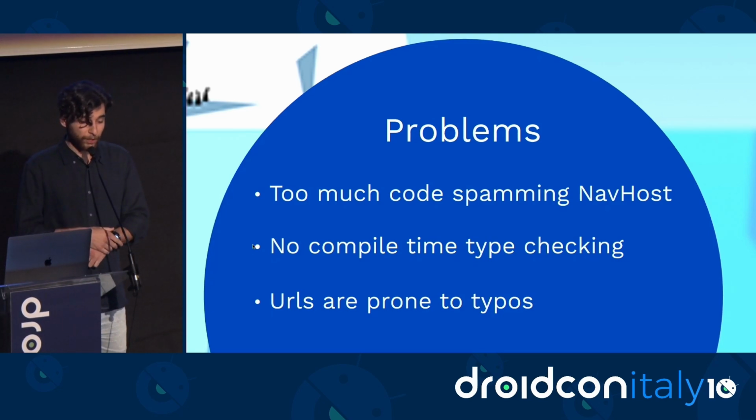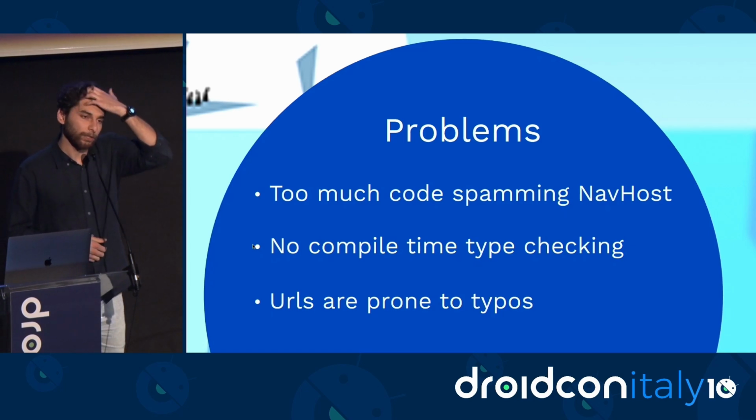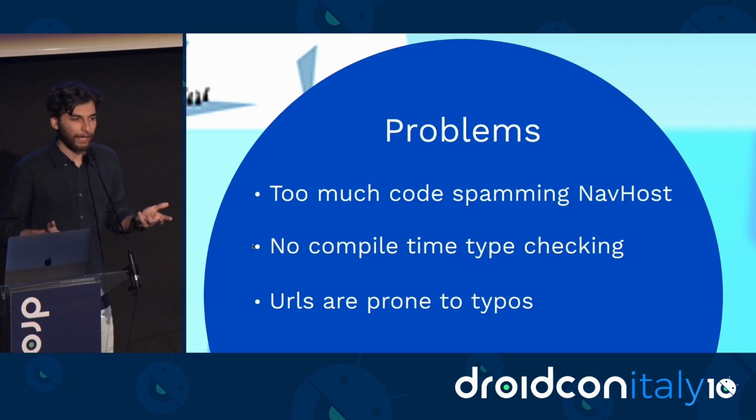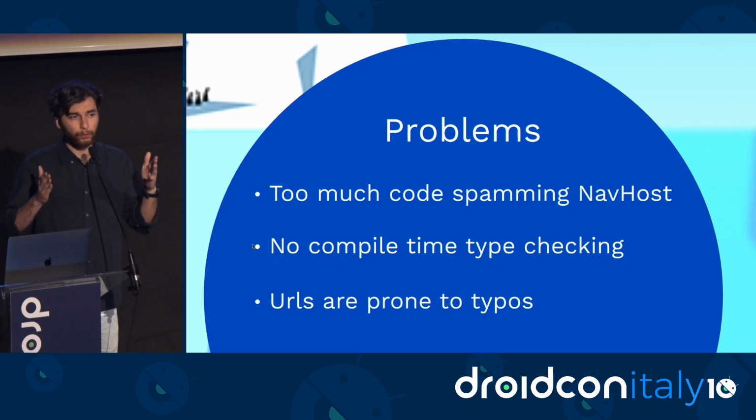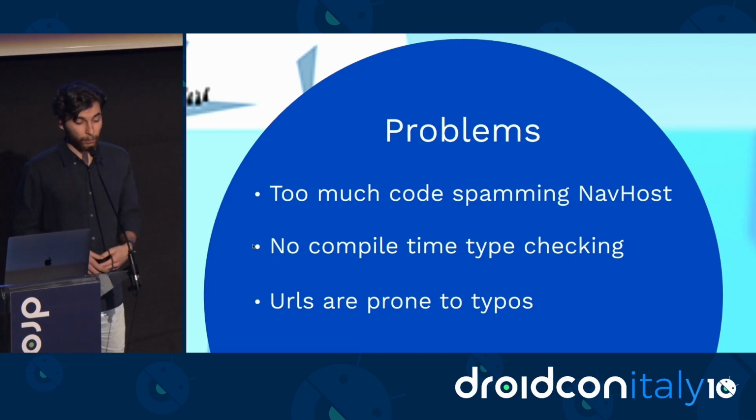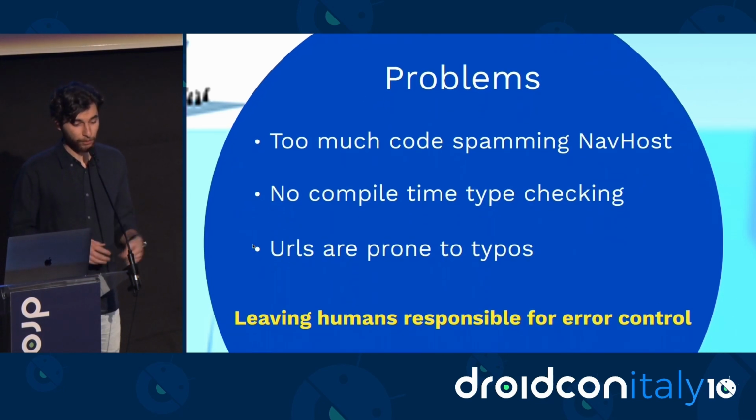But anyway, you might be thinking that, okay, that's not a big problem. You can just add an if statement on top of the nav controller and validate the type of your arguments and put the root inside some constant. Well, yeah, the fix is really easy. But with Nav Compose not checking that, it's basically leaving us humans, I mean, developers, which I guess are humans as well, responsible for the error control.